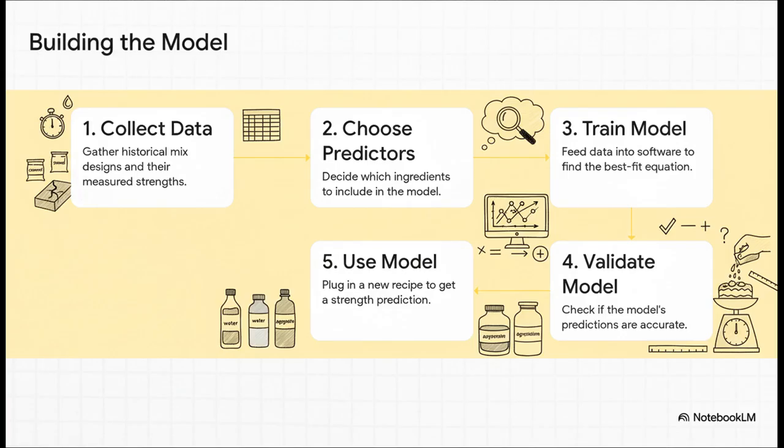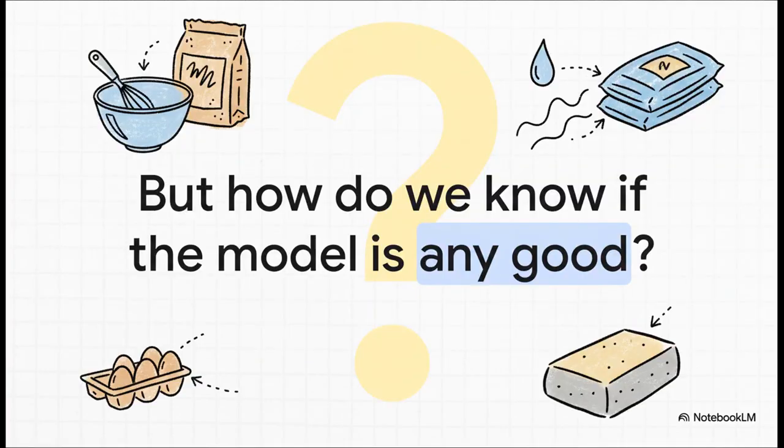Okay, but that leads to a really important question, right? A prediction is totally useless if you can't trust it. So how do we actually measure the quality of our mathematical recipe? How do we know if we've got a 5-star formula on our hands, or just a total dud?